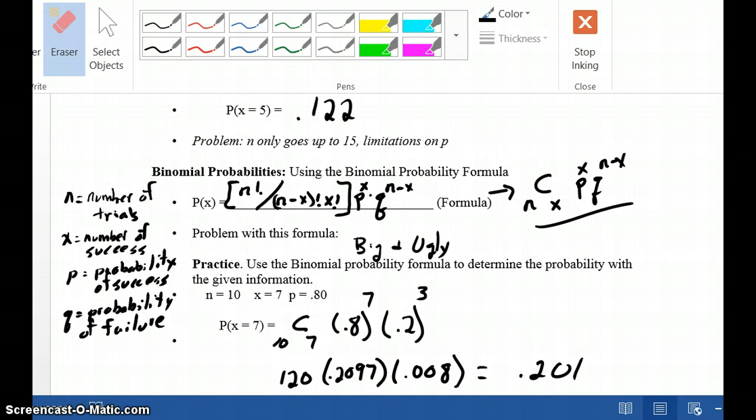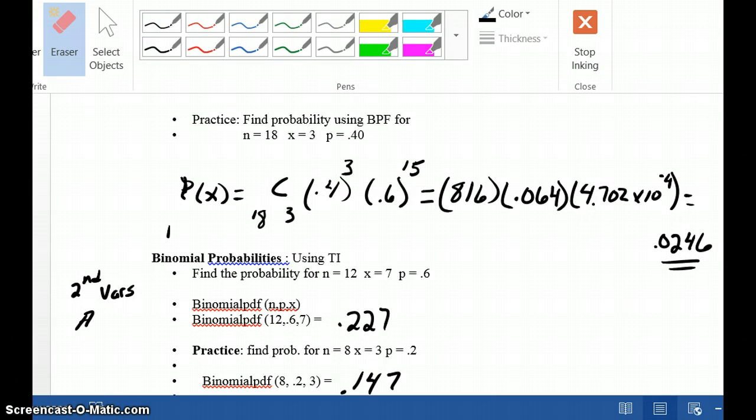Next, I'd like you to go ahead and practice the next problem using the binomial probability formula. Give that your best shot, and then I will give you the solution in a moment. But before going through the video too far, just stop the video and try that next practice problem. Alright, I hope you did that.